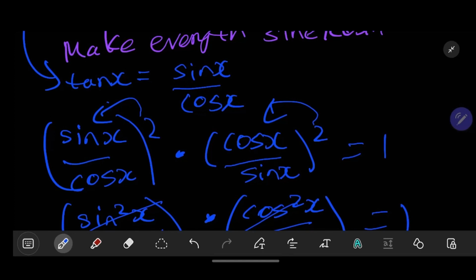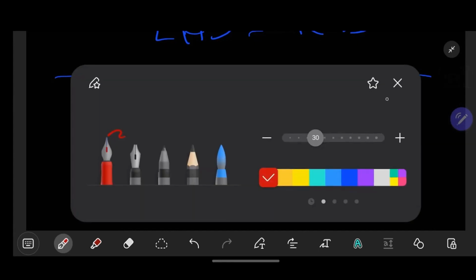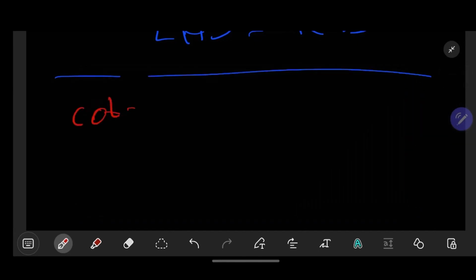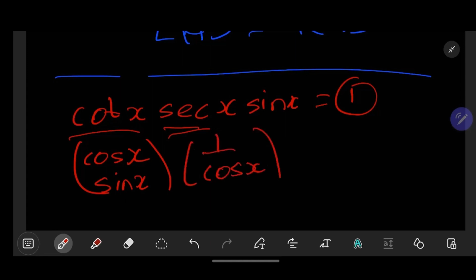So let's take another example, right? What if we have a question that we need to prove that, let me use it in red. We need to prove that cot of x, sec of x, sine of x is equal to 1. Okay, we can already see this is one where we cannot prove the right hand side. We need to prove the left hand side. We need to make everything into sine and cosine. So we know that cot is the inverse of tan, so that can be rewritten in terms of sine and cos as cos x over sine of x. Sec is the inverse of cos, so we can rewrite that as 1 over cos of x, and we already have sine of x. And we need to show that it is equal to 1.